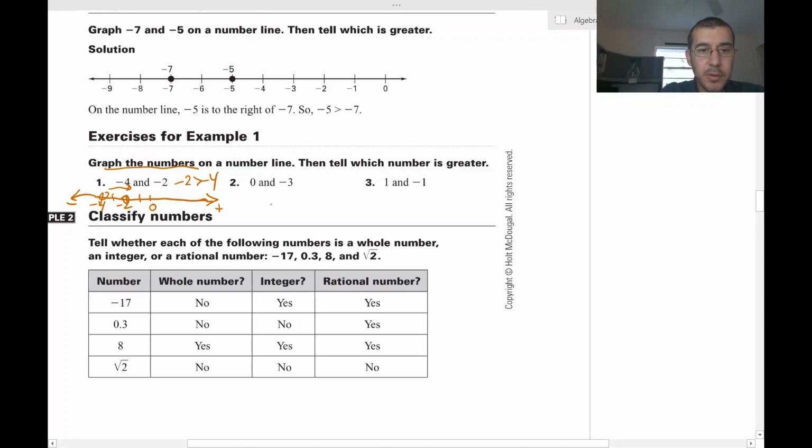Next one, number 2, 0 and -3. So we have 0 and -3, -1, -2, -3. So -3 would be right there, and 0. Which number is greater? 0, right? 0 is greater than -3 because 0 is to the right of -3. Number 3, we have 1 and -1. So 1 is greater than -1 because it's to the right of -1.